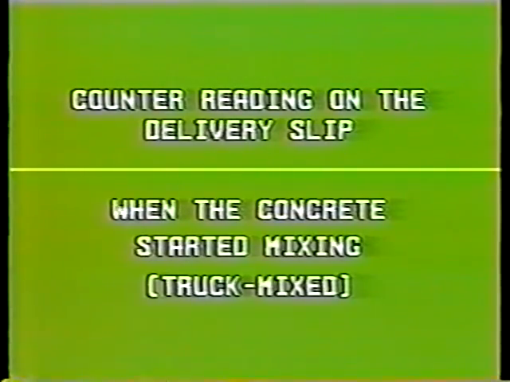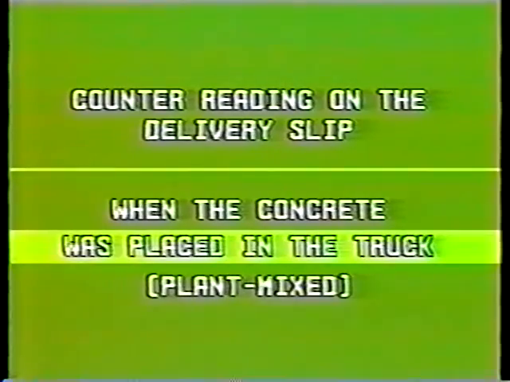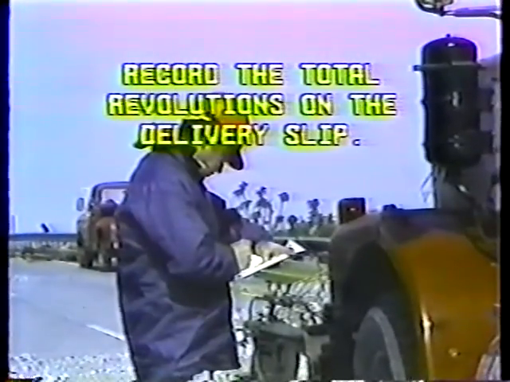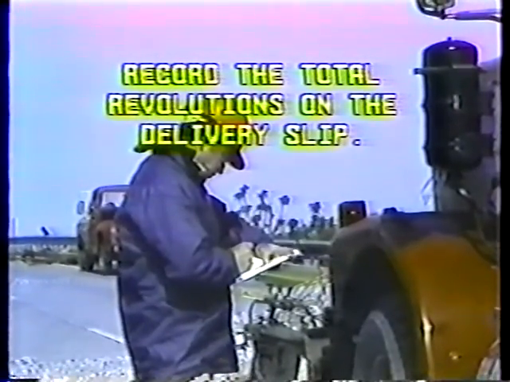The revolution counter on the truck records each revolution of the drum at both mixing and agitating speeds. The concrete will start to segregate if it's mixed too much, so it's important to keep an eye on the counter. The counter reading on the delivery slip was taken when the concrete started mixing, if it was truck mixed, or when the concrete was placed in the truck, if it was plant mixed. Before the concrete is placed, read the counter, and read it again at the completion of the discharge. Then record the total revolutions on the delivery slip.